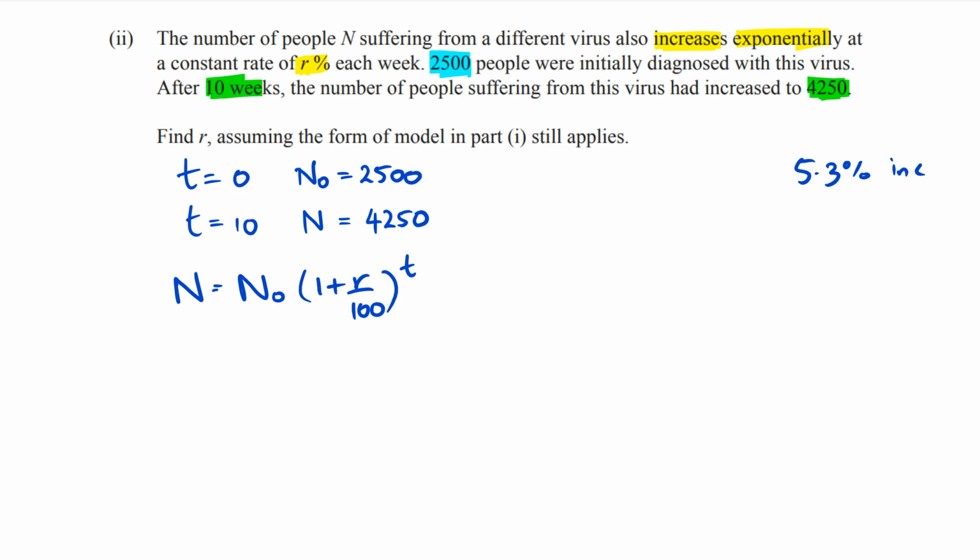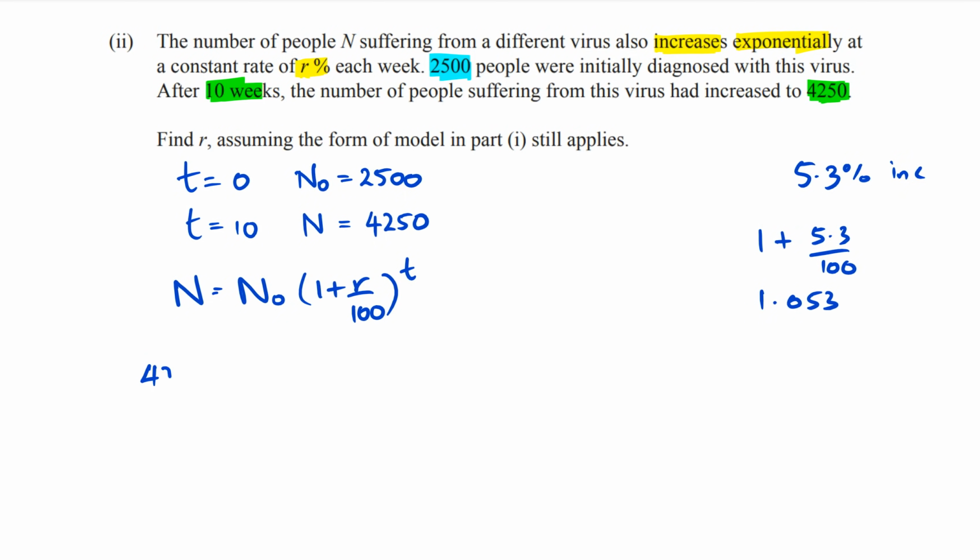And remember this, we did this: when you're increasing by a percentage, you actually go 1 plus 5.3 divided by 100, and then you end up with 1.053. So that's exactly what we're doing in this case to try and figure out what r is. So let's start putting all these numbers in. Now n is equal to 4,250, n naught is equal to 2,500, and we've got 1 plus r over 100 to the power of 10.